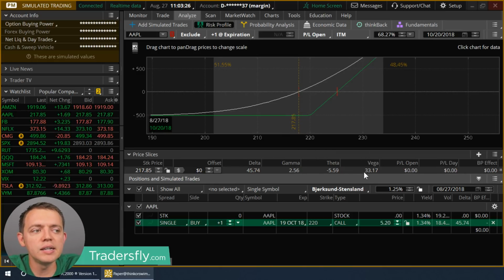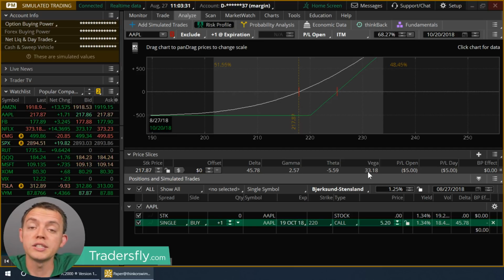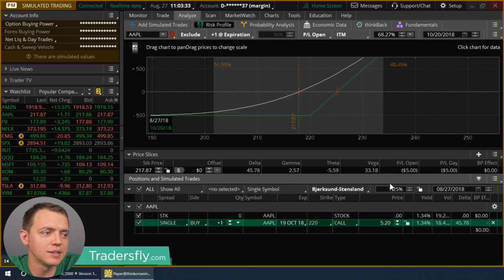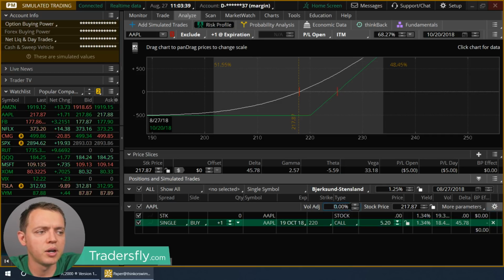And Vega is the volatility risk, because the pricing of options is also based on volatility risk. So if you look at the volatility, which is a little difficult to get, you have to hit a gear icon, and some trading platforms make these things a little more difficult to find.